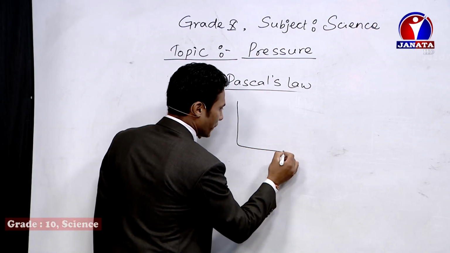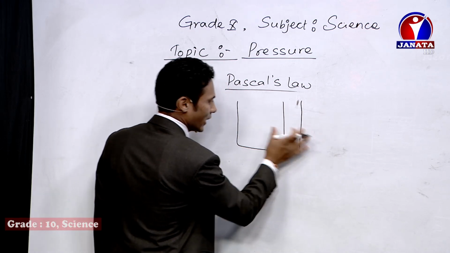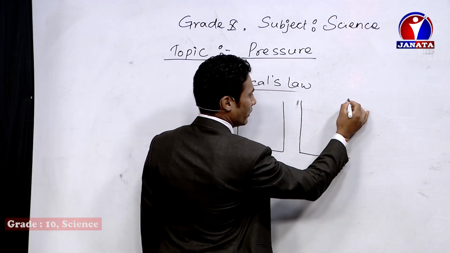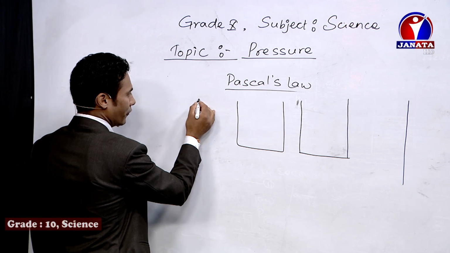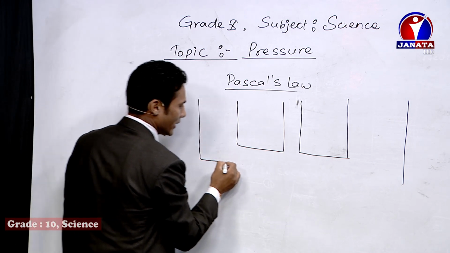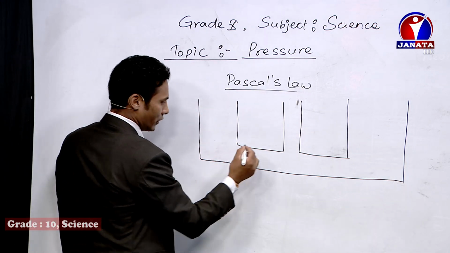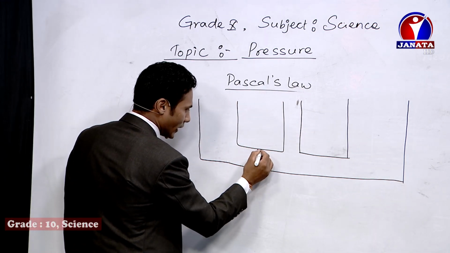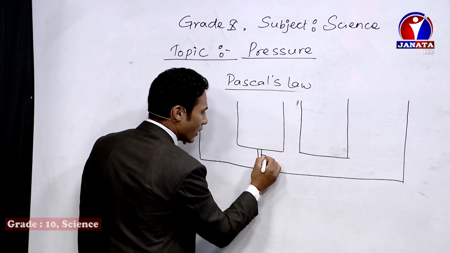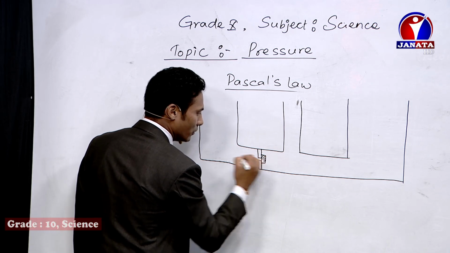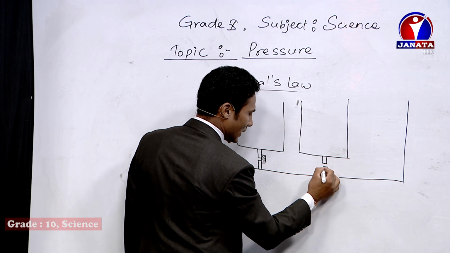This one is the small cylinder, and the next one is a comparatively large cylinder. This is the figure for the hydraulic garage lift. There are 2 valves. One valve is present here. This is a one-way valve, and the next valve is present here.